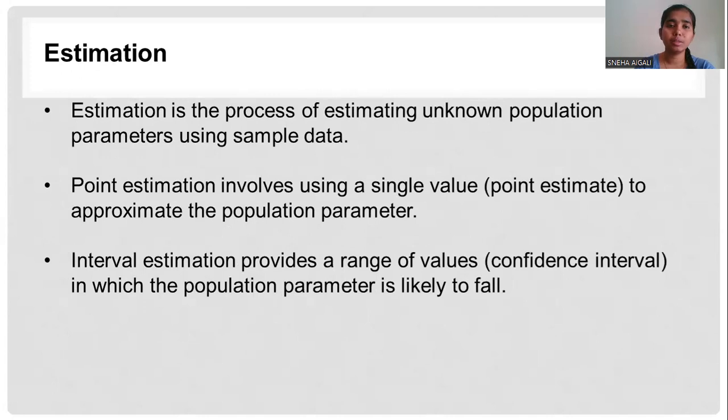Next up is estimation. Estimation is a process of estimating unknown population parameters using sample data. Point estimation involves using a single value, that is the point estimate, to approximate the population parameter. Interval estimation provides a range of values, that is the confidence interval, in which the population parameter is likely to fall.